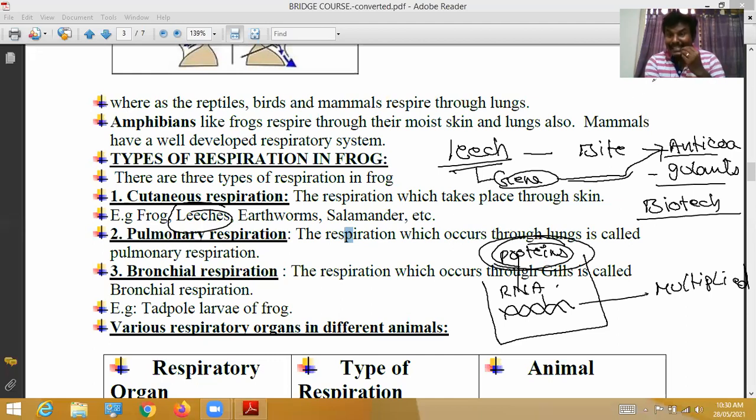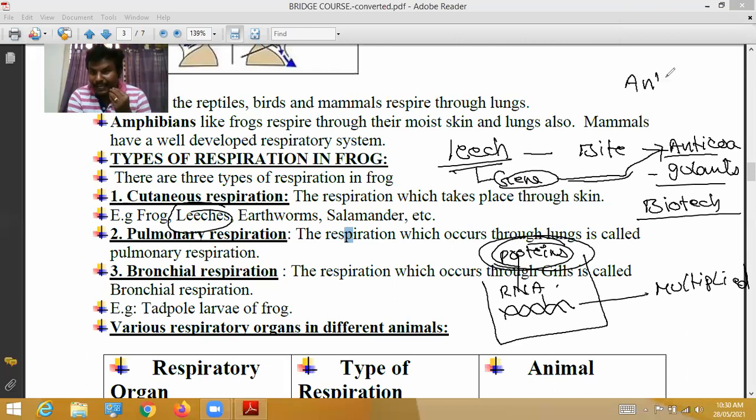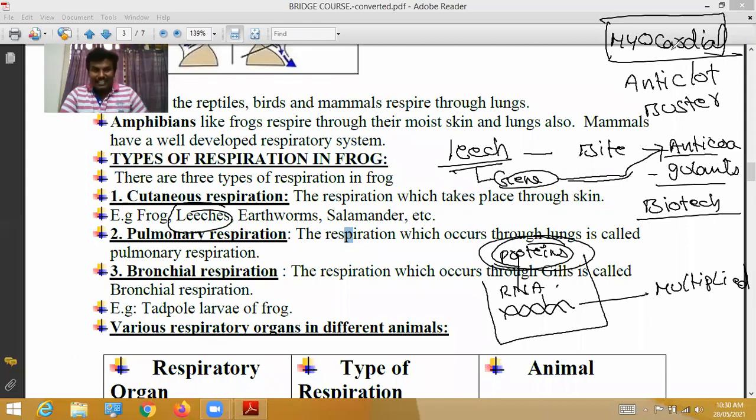This protein is used as an anti-clot buster in myocardial infarction patients, cardiac patients. In cardiac patients, blood clots in blood vessels. At that time, the protein isolated from the leech, called hirudin protein, is injected into the myocardial infarction patients. What happens then? The blood cannot clot.